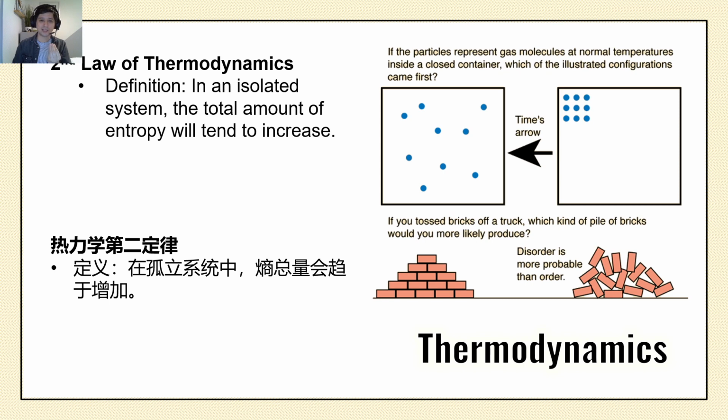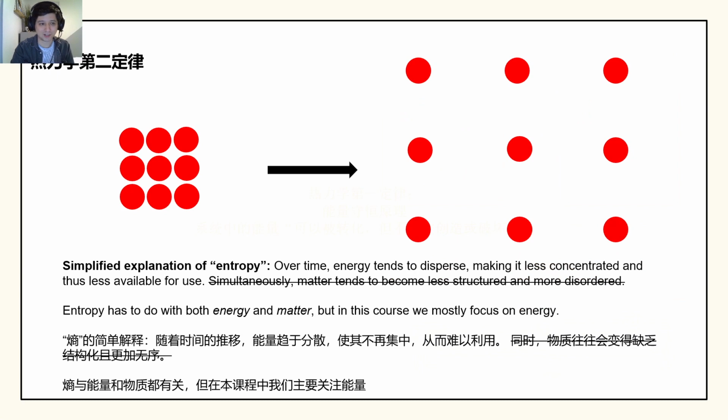So instead of thinking of it in the sense of disorder, you always hear that word disorder, and that might be very confusing. How does that relate to ESS? You can ignore that. Okay, so let's move on. Let me try to explain what I mean by that. So this is a simplified explanation of entropy. Over time, energy tends to disperse, okay, making it less concentrated and thus less available for use.